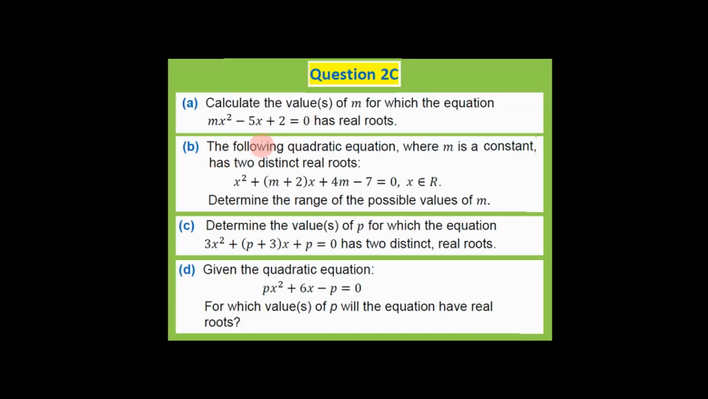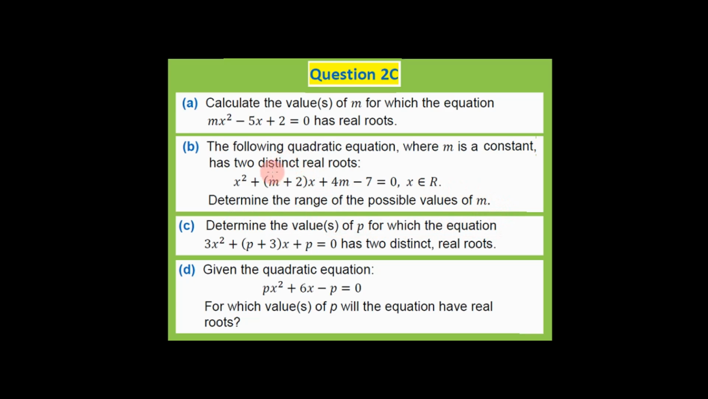Then coming to b, it says the following quadratic equation, where m is a constant, has two distinct real roots. And we are given this equation. We are also told that x is an element of real numbers. That just means that the roots are real. Determine the range of the possible values of m.